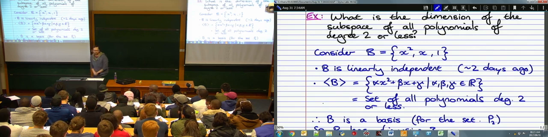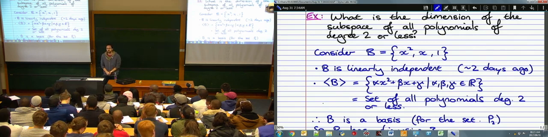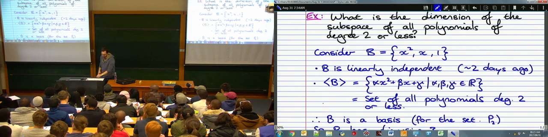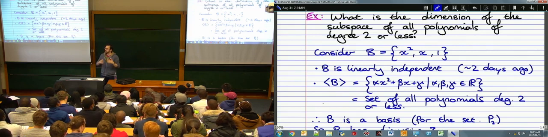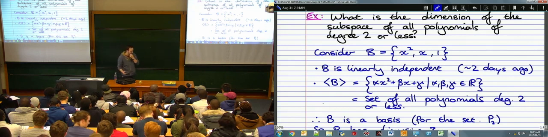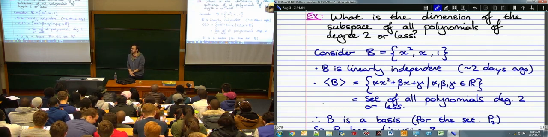Does it mean that P2 is in 3D? Yes, it's a strange way to think about things, but yes. We don't really have a good way of visualizing the space of all functions from the real numbers into the real numbers. I mean, this is a complicated space. But we do have a nice way of visualizing R3.